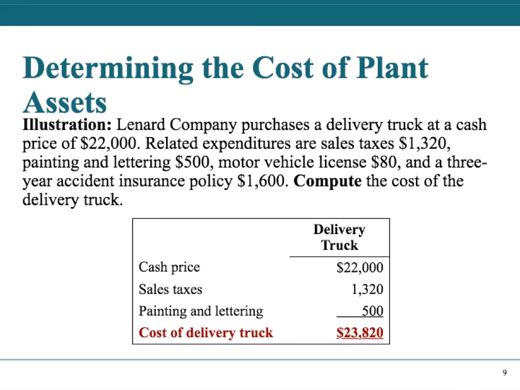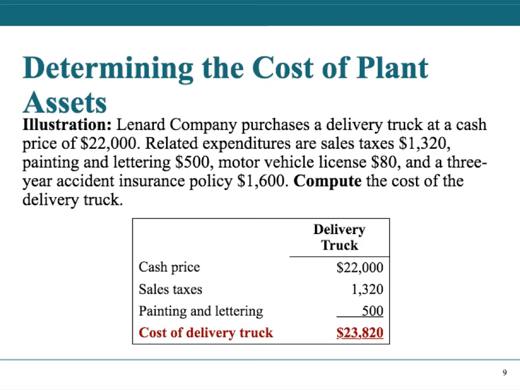Okay, so for example, a company purchased a delivery truck, cash price is $22, that's an easy one. Sales tax also included. You've got painting and lettering, so if we have to put maybe the name of the city, the name of the college on the side, that's considered to be also necessary expenditures. Motor vehicle license, no. Why not? Because this is an annual expense you have to pay. That's why it's an expense. It's an annual usual repair and maintenance.